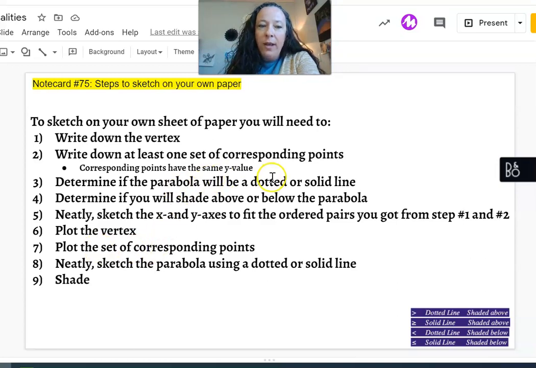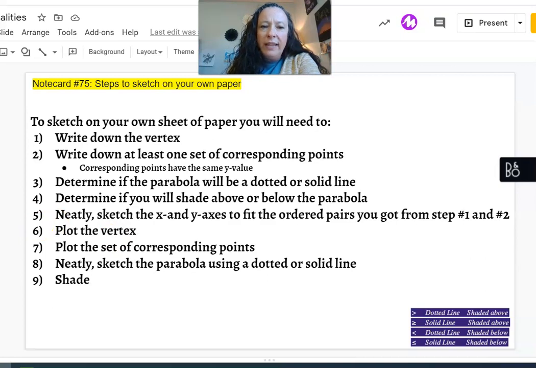Then you're going to go, in the rules from my note card 74, is it going to be dotted or solid? And am I going to shade above or below? And then you decide, with the points that you got from step 1 and step 2, what axes do I need? How do I need to draw these axes? How far out do I need to go? Do I need to go all the way from negative 10 to 10, or not? Plot your points and then draw your parabola and shade.